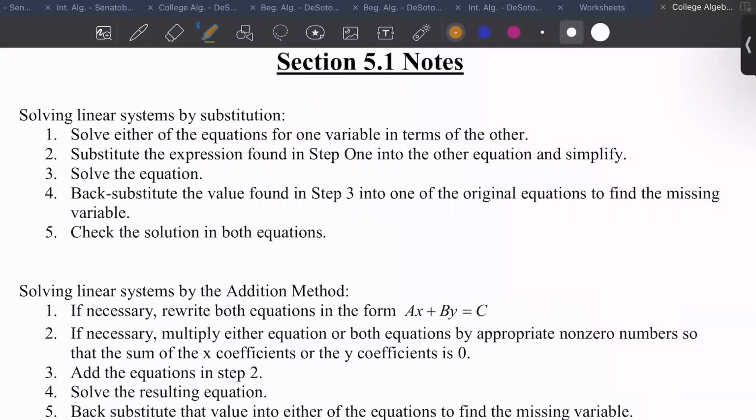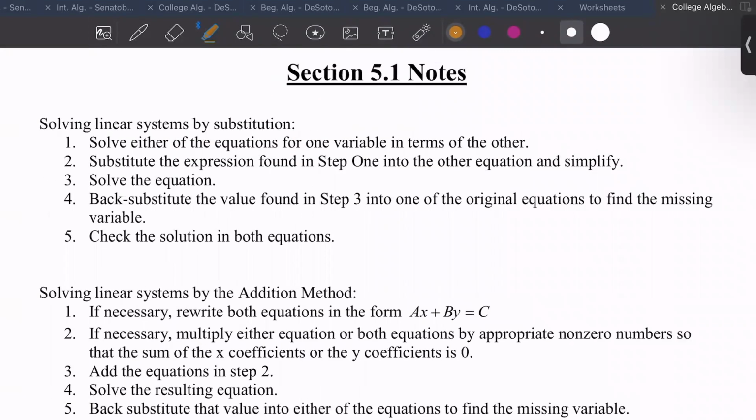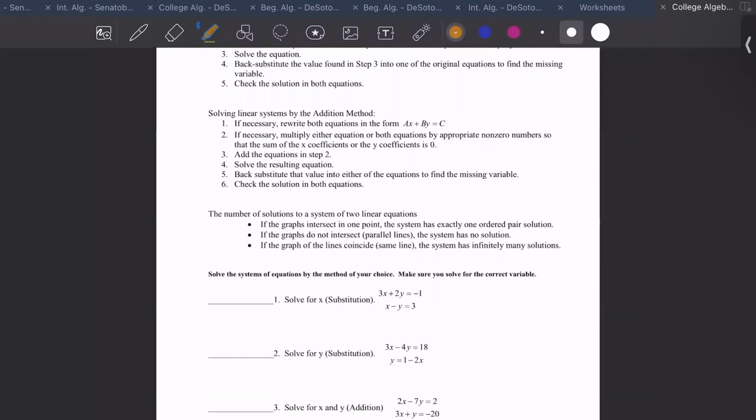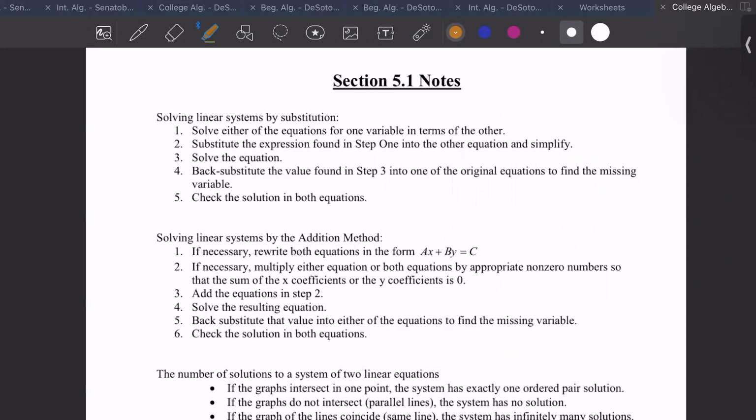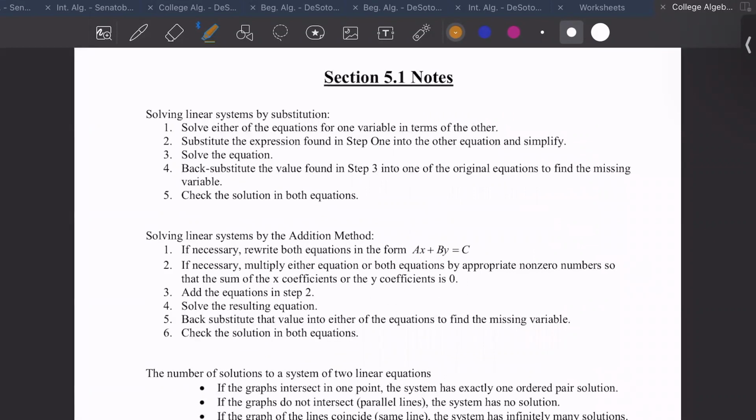Right, this is section 5.1, and it is all about solving systems of equations, okay? And here, just a lot of words, I know, but I'll break it down for you guys. You basically have two methods. You have the substitution method and the addition method, okay?